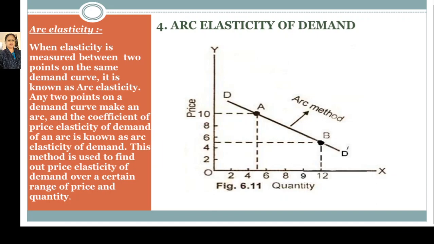Now, in the previous method, that is the point method, we just find out elasticity at a single point on the demand curve. For example, see the demand curve in the figure. The demand curve is DD. When we have to find out the elasticity at point A only, then we use the formula of point elasticity of demand. But what is arc elasticity? Arc means a range of values, or a range of a circle or curve. So DD is a demand curve.